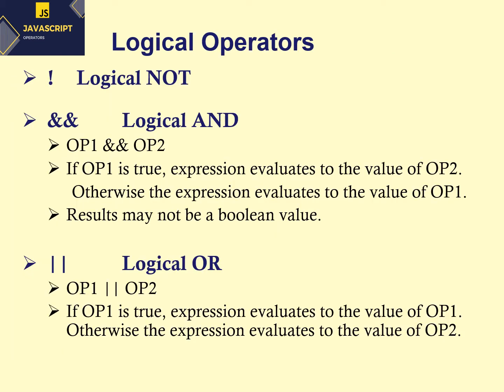Now we can see the different types of logical operators that are available in JavaScript. We mainly have three logical operators. Logical NOT, which is expressed by the exclamation symbol, is used for negating a value. If x is equal to 5, not of x means that x does not have the value 5, and x can take any other values other than 5.